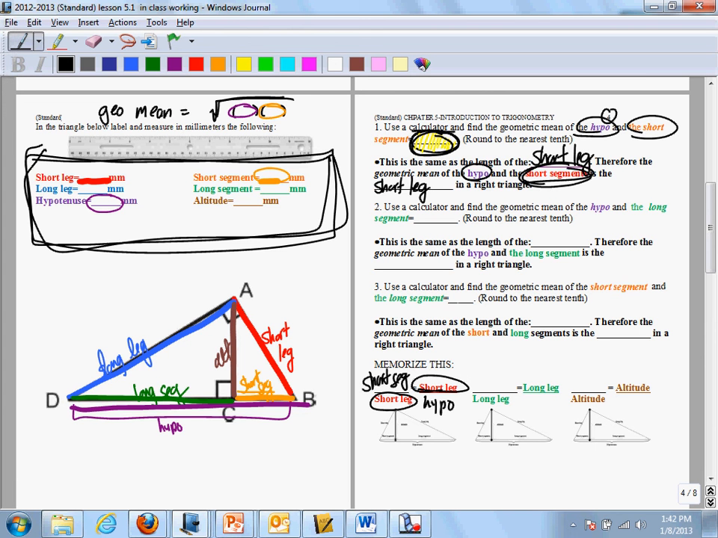Okay, ready? Number 2, using a calculator. You're going to find the geometric mean of the hypo and the long segment. So over here, take your number for the hypo, take the number for the long segment, take those 2 numbers, multiply and square root, and put it right here in the blue box. The hypo and the long seg. Multiply, square root. You really need a calculator.